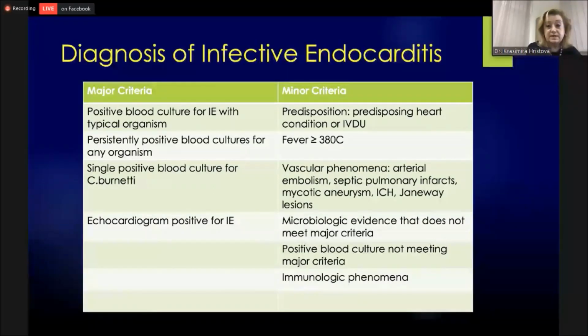There are also minor criteria: predisposition from a heart condition or intravenous drug use, fever higher than 38 degrees, and vascular phenomena like arterial embolism, septic pulmonary infarction, mycotic aneurysm, and Janeway lesions. Also microbiological evidence that doesn't meet the major criteria, such as a positive blood culture, and some immunologic phenomena.